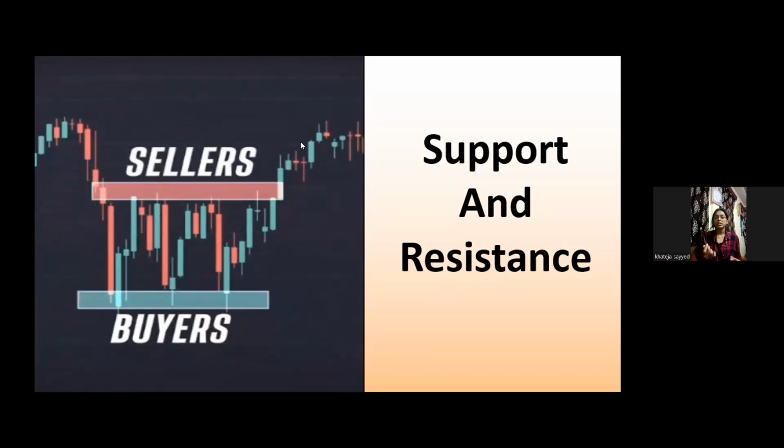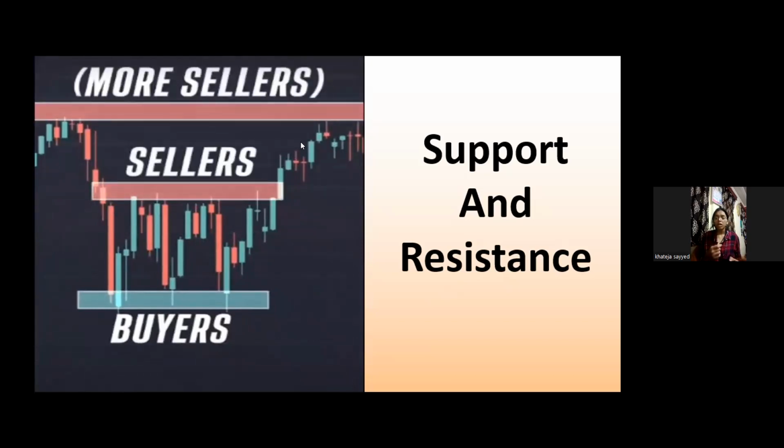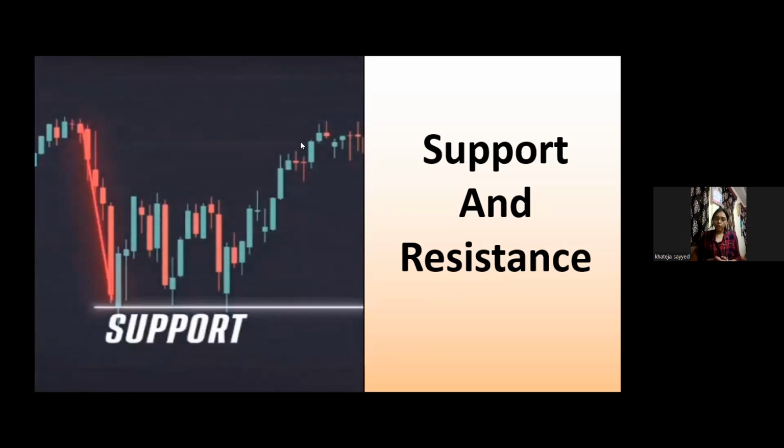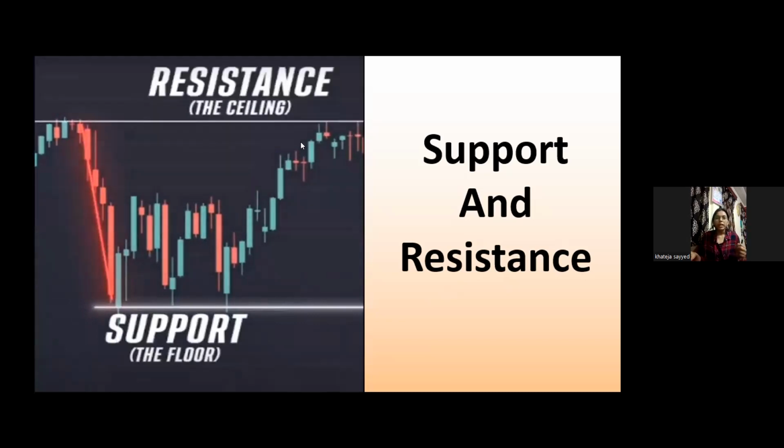So we'll consider this pen as a stock. Hitting the ceiling is it going up in the upward direction, an upward trend, and getting down to the floor is the downward trend. So that is what support and resistance is. Now you must be thinking that support and resistance are some levels. Well, no, these are not levels.